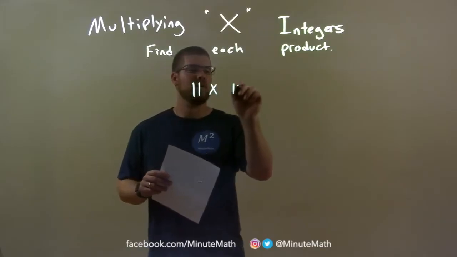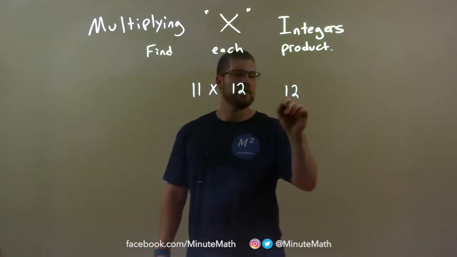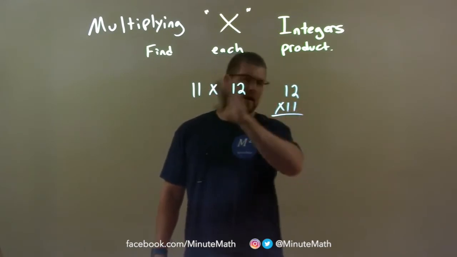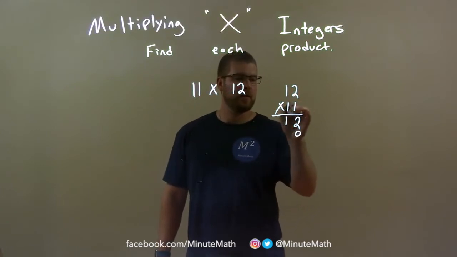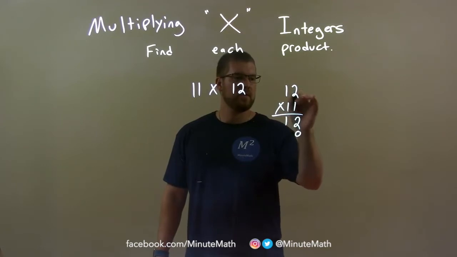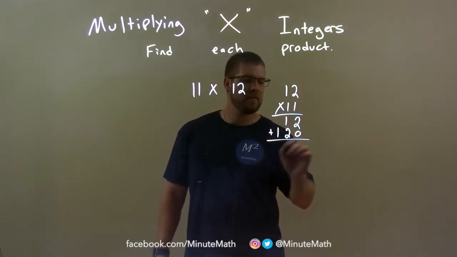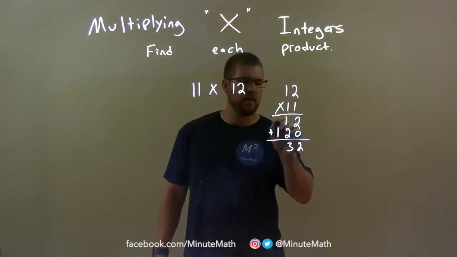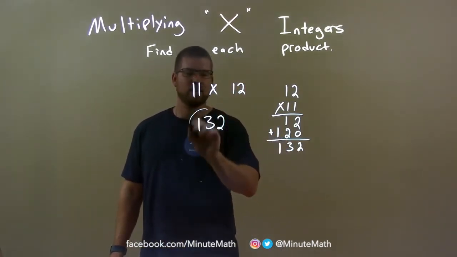11 times 12. Okay, well, what we can do here is take 12 times 11 and do it the standard way, if you don't have it memorized. 1 times 2 is 2, and 1 times 1 is 1. Place value here for 0. Now we're going to deal with this one. 1 times this 2 is 2, and 1 times 1 is 1. We add these two together. 2 plus 0 is 2. 1 plus 2 is 3, and 1 plus nothing is 1. So our final answer here is just 132.